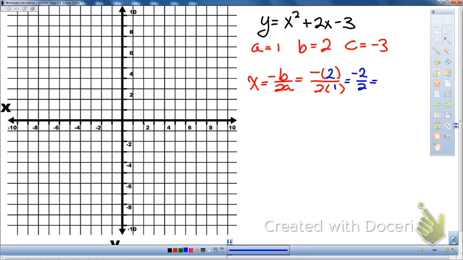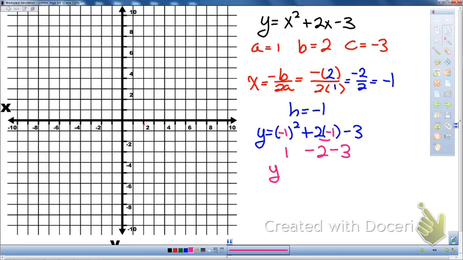Negative 2 over 2 becomes negative 1. H is negative 1. Now that I know h is negative 1, I can substitute that value back into the original equation, y equals x squared plus 2x minus 3. Substitute negative 1 and solve. Negative 1 quantity squared is 1. 2 times negative 1 is negative 2 minus 3. That gives me y is equal to negative 4, and that is our k value.